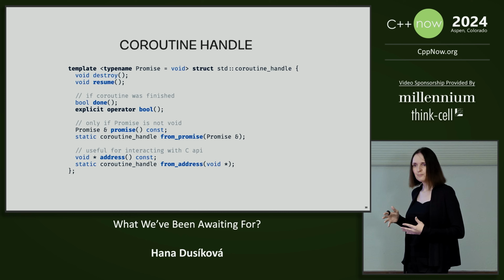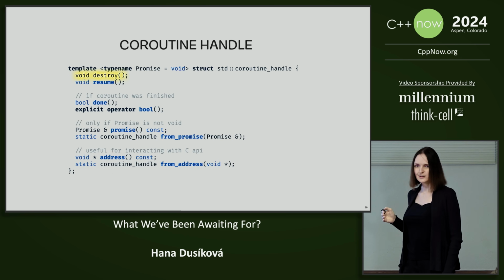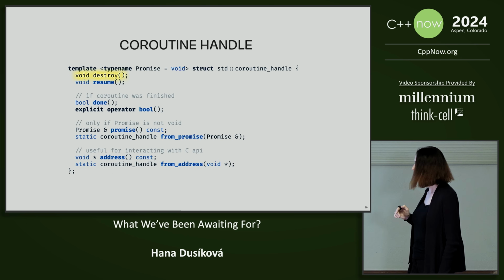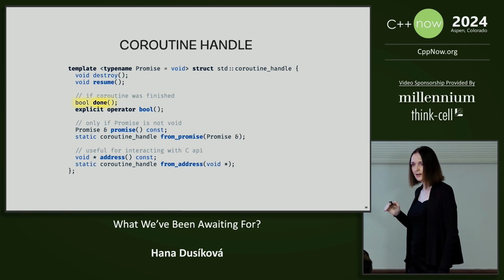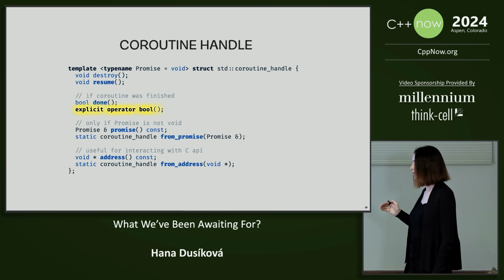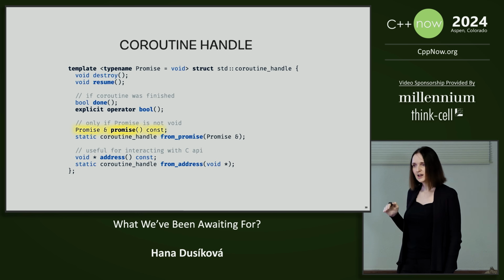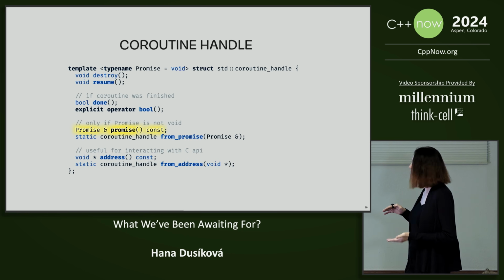And the coroutine handle type in the standard library looks like this. It's a coroutine handle of promise type void, which is the default. You can destroy it explicitly. It doesn't destroy itself as RAII. You can resume it if it's suspended. You can check if it's done, so it reached a final suspension point. You can convert it into bool, which is the same as done. You can access the promise type if it's not void. A void promise type coroutine handle is kind of like a polymorphic handle for any coroutine you can have.